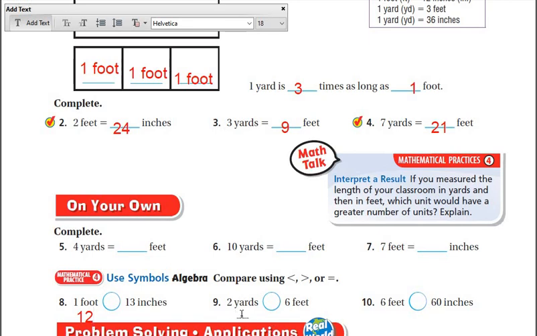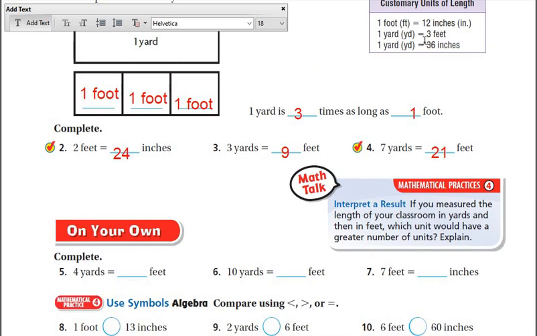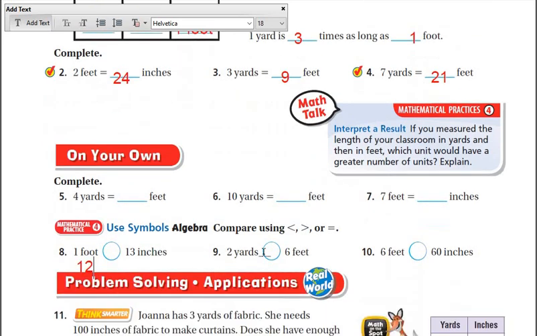Number 9, we have 2 yards and 6 feet. Let's see how many feet are in 2 yards. We know 1 yard equals 3 feet. So 2 yards means 2 times 3, which is 6 feet, and 6 feet, yes, they are equal.